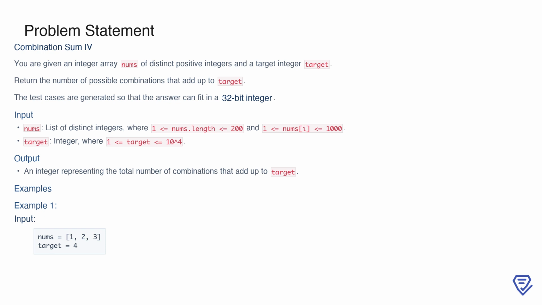worry about overflow. The input consists of constraints where the length of nums can range from 1 to 200, and each number in nums is between 1 and 1000. The target value will be a positive integer, ranging from 1 up to 10,000. The output will be a single integer representing the total number of valid combinations that satisfy these conditions.